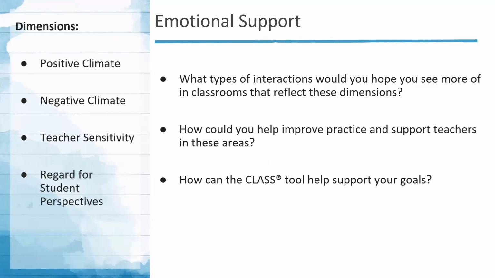I would love to hear from you guys, whether you have been in the class pilot already or you're new to it. You can tell me what you have seen or what you hope to see. What types of interactions do you want to see more of in classrooms that would reflect the emotional support dimension? So let's just think of some examples, because things like these are so much easier to understand when you have concrete examples. So what are some examples you have seen or hope to see of things like positive climate, low negative climate, teacher sensitivity, and regard for student perspectives?